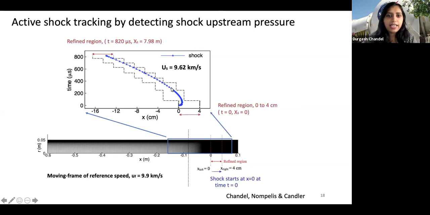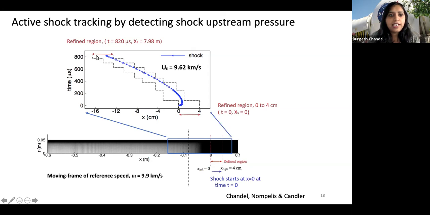And then again, we do this active shock tracking based on the flow results. And as soon as it gets close to any of the boundaries, or nearby within a tolerance, for example, here you see it's very close to the right boundary, we keep moving these boundaries.